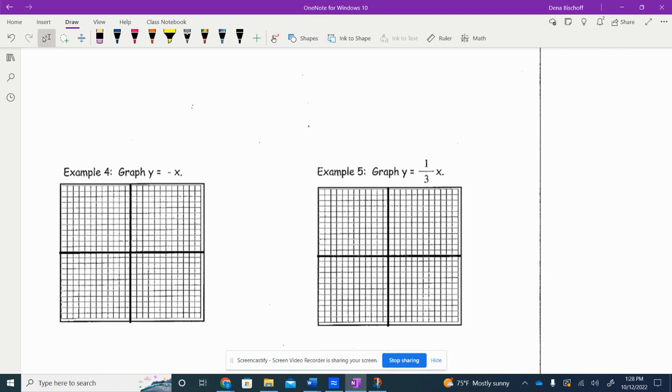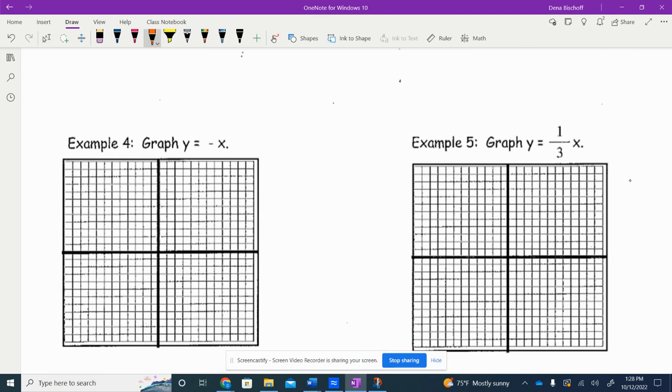Okay, example number 4. I know that I begin at 0 because it's a direct variation graph. What is my slope? It's -1. That means I go down 1 and to the right 1. Begin at 0, down 1 to the right 1, down 1 to the right 1. Connect your points with a line.